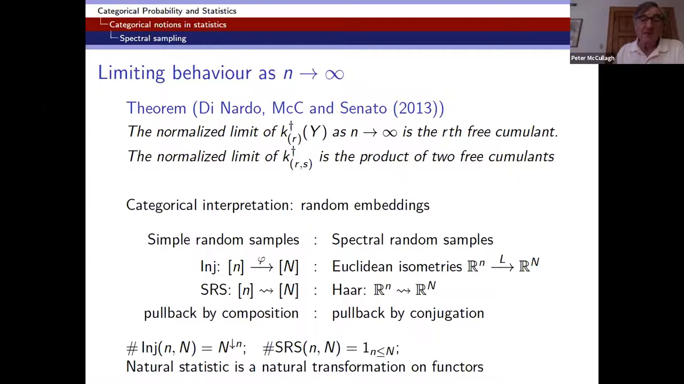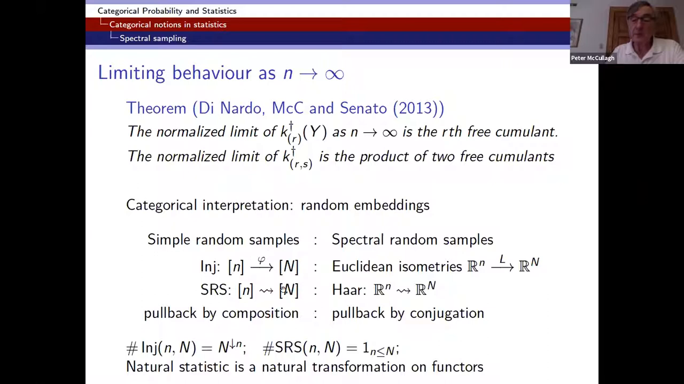So I'm trying to make a categorical interpretation of this here. On the one side, we have simple random samples and injective maps. These injective maps can be considered as one fuzzy map. And you can talk about the category of simple random samples in which there's just one random map from a small sample, a small set, into a larger set, essentially. Aggregating these, making these random.